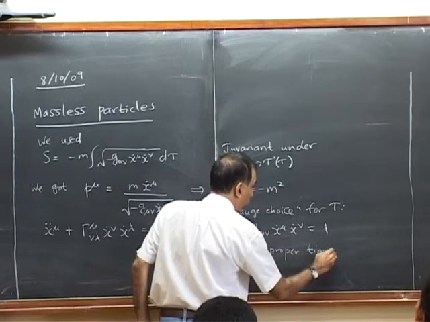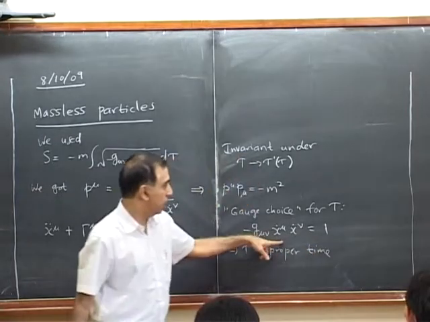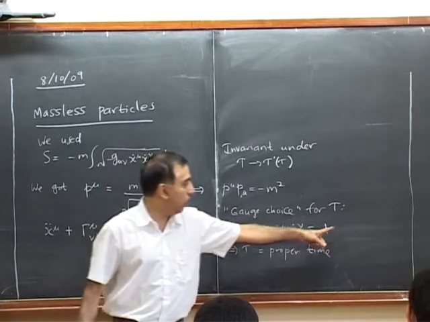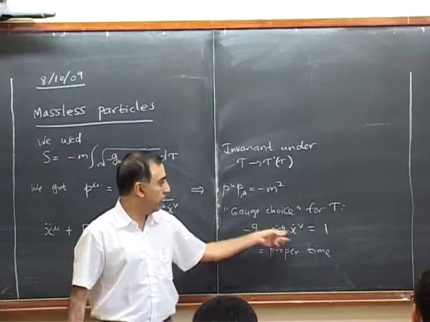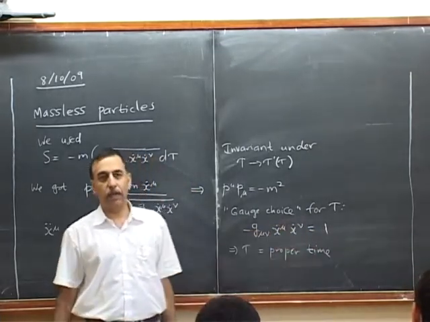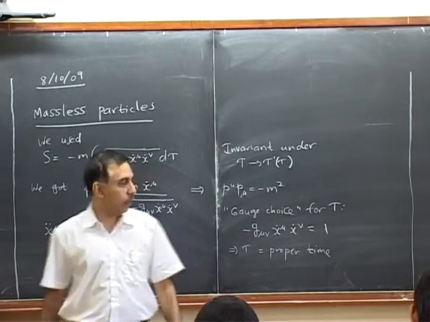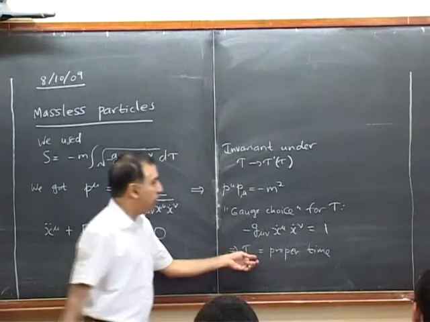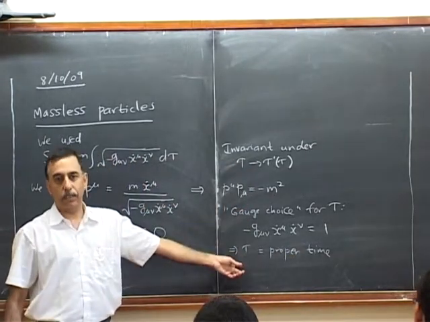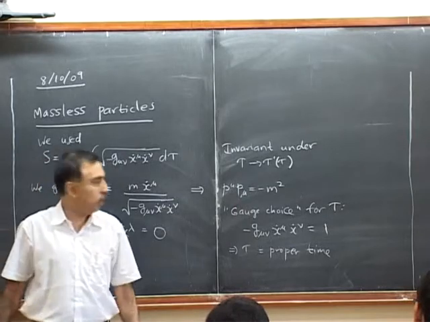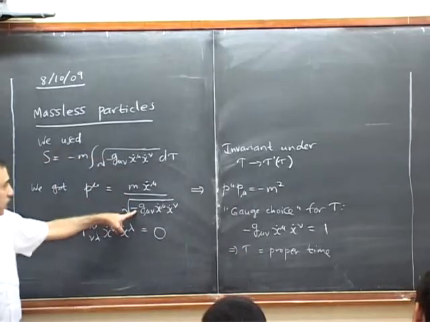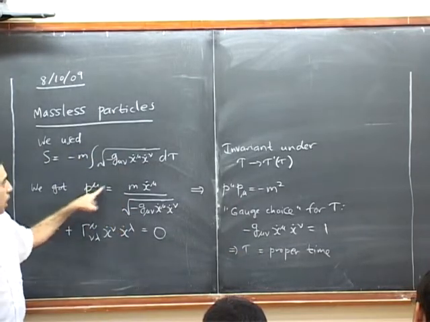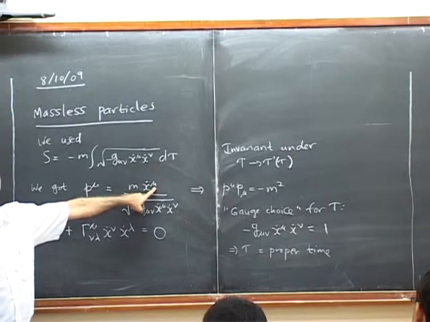If you just take the denominator on the other side, you find d tau squared is minus g mu nu dx mu dx nu, which is the definition of proper time. So from this point of view, there is nothing special about the proper time, but we are allowed to choose it. Okay, that's the conclusion. And only when we choose it, this denominator disappears, and then p is m times x dot.